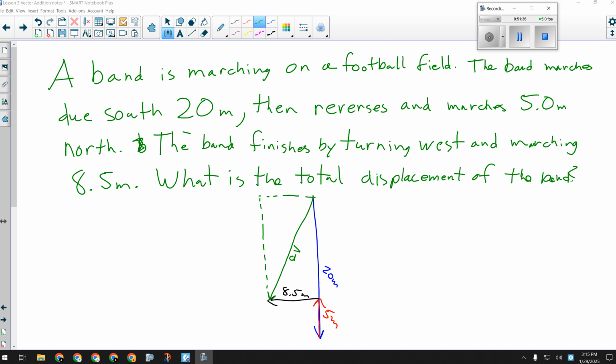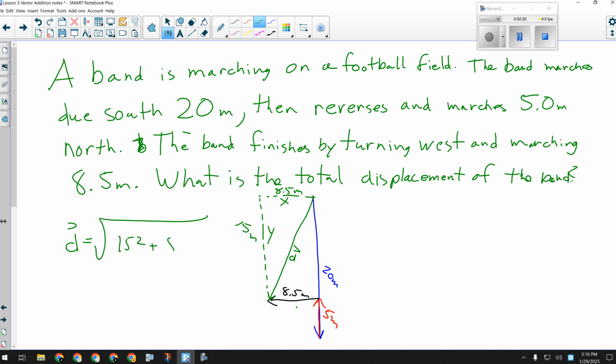So to finish this one off, I have to find our two sides, or what we will refer to going forward as our X, or horizontal component, and our Y, or vertical component. In this case, those are compass directions, west and south. The only time the band goes east or west is right here. So they end up 8.5 meters west of where they started. But they go 20 meters south and then 5 north. So green Y is going to be how much? 15. 15 meters south.